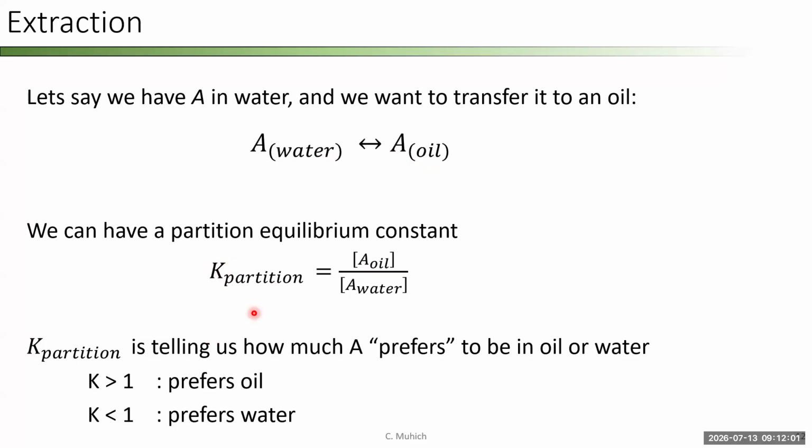So this K, this partition coefficient, is going to tell us how much A prefers to be in the oil or the water. When K is greater than 1, A is going to preferentially move to the oil, versus if K is beneath 1, it's going to preferentially move into the water.